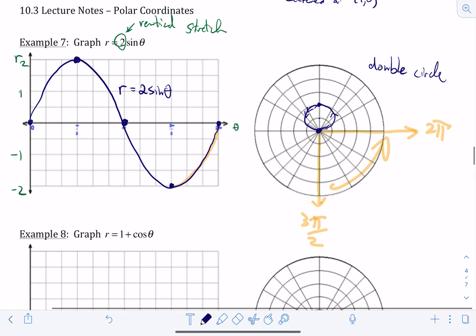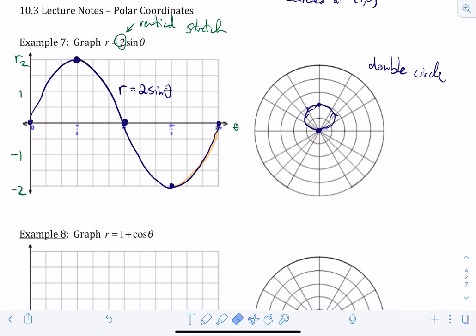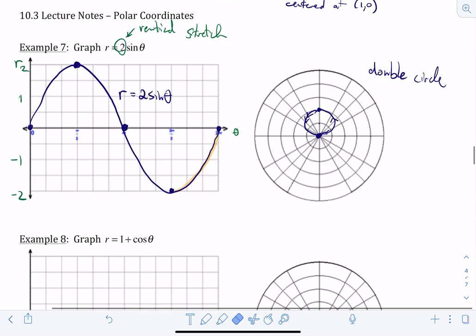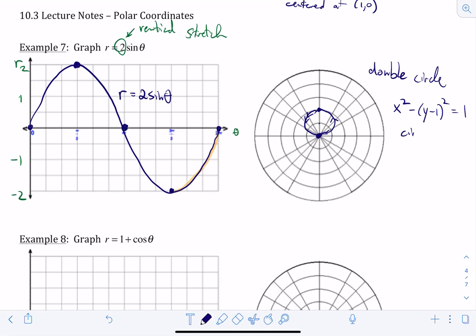Okay. So I can actually get rid of these highlighting marks. And if you were to work it out, you could get the Cartesian equations similar to what we did over here. You can multiply both sides by r. This time you're going to have something that looks like this. This is going to be x squared plus (y minus 1) squared is equal to 1. So this is a circle of radius 1 centered at (0, 1). All right, cool.